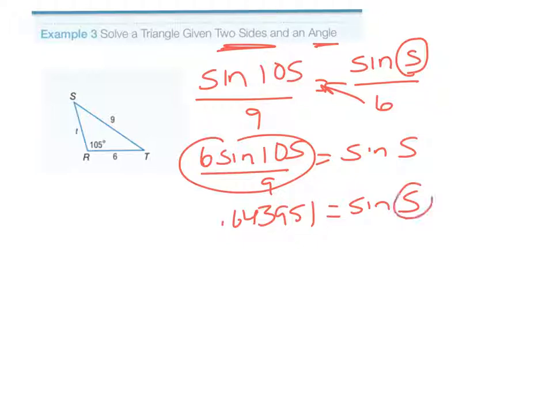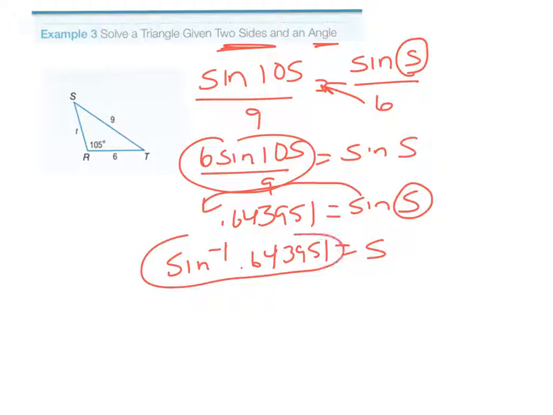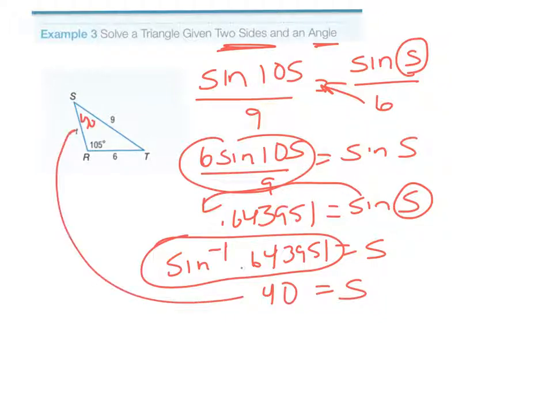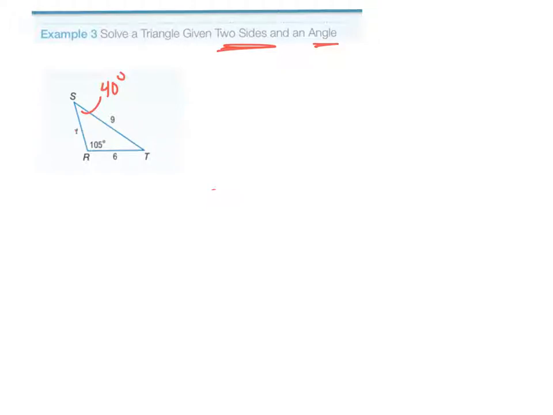To find this angle measure, if you remember, all we do is write this on the other side with a -1. So it becomes sine inverse, basically, of what we've done. That's how you find angle measures, equals S. And when you press this into your calculator, we get 40. So now I know the angle of S is 40. So I'm going to write that up here. Once I know this angle, I can figure out the third angle, because I can take 105 plus 40 equals 145, and then subtract that from 180, because all angles of a triangle equal 180, and I get 35. So this is now 35.